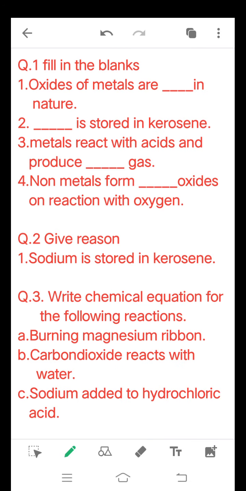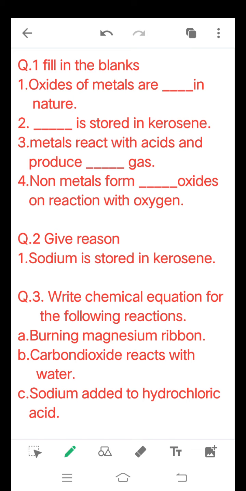Now, what questions do we have? Question number 1 is fill in the blanks. Number 1: oxides of metals are dash in nature. Yes, oxides of metals are basic in nature. Second: dash is stored in kerosene. It is a metal which is very reactive. Which is that? Sodium. Sodium is stored in kerosene.